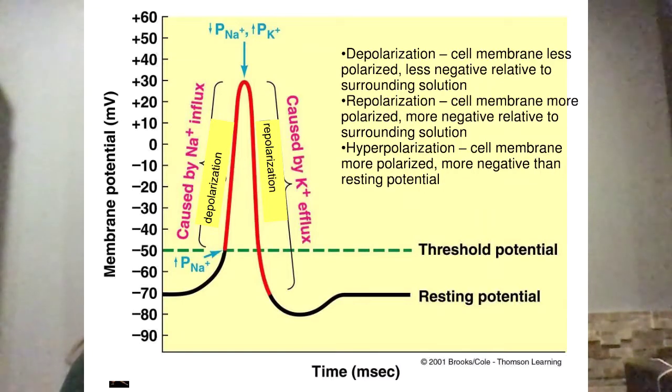But now notice, follow that black line from -70. You see it's starting to move up, and it moves up to that dotted green line. That's called threshold potential. What that means is something happened inside the cell that made it more positive. And that little blue P with the Na+ tells you what that is. And you see the little arrow that's pointing upward.